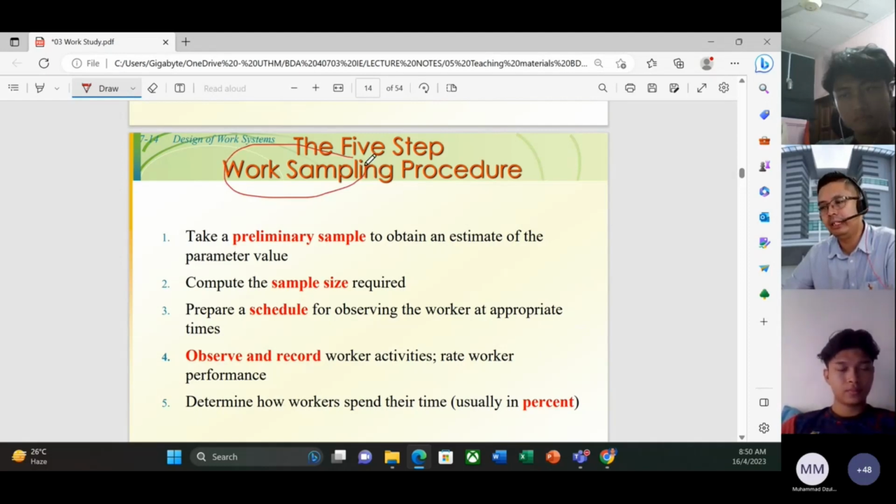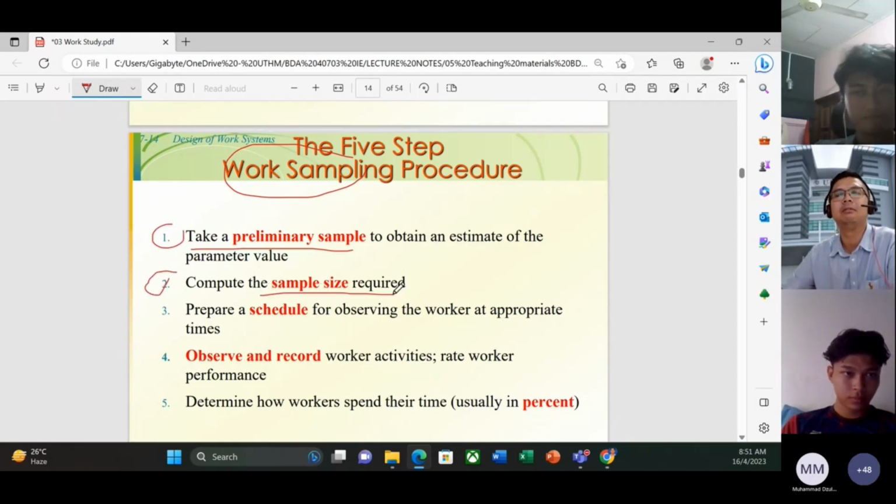Compared with the time study, that is the 8 steps. This is the 5 steps versus the work sampling procedure. So what are the 5 steps? Number one, take a preliminary sample to obtain an estimate of the parameter value. And number two, we want to compute the sample size required.